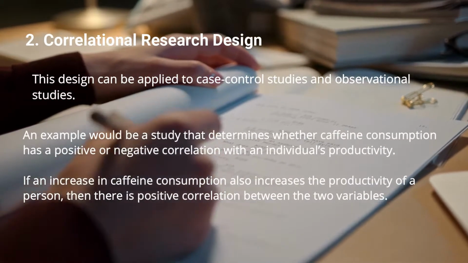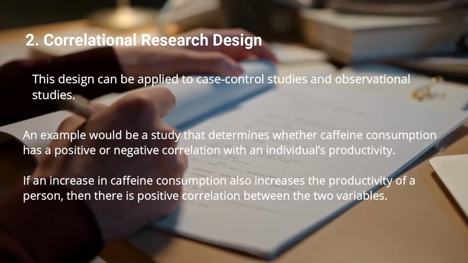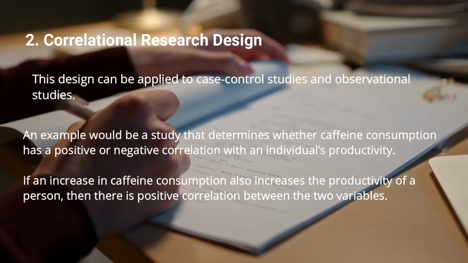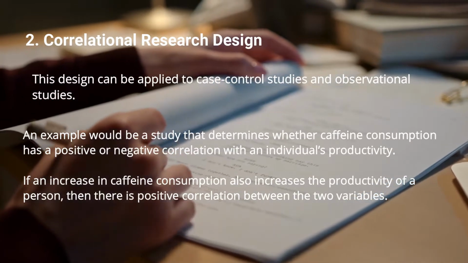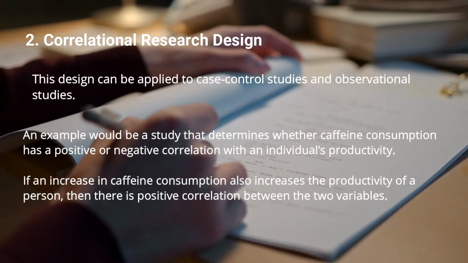An example would be a study that determines whether caffeine consumption has a positive or negative correlation with an individual's productivity. If an increase in caffeine consumption also increases the productivity of a person, then there is positive correlation between the two variables.